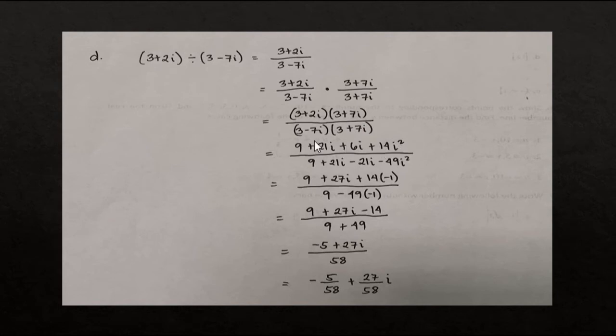All over, in the denominator, 3 times 3 is 9. 3 times 7i, that is 21i. Negative 7i times 3, that is negative 21i.